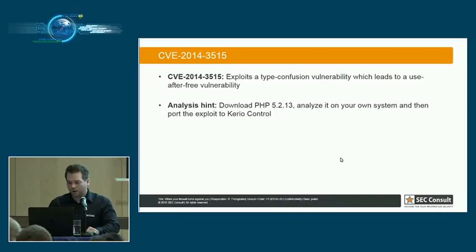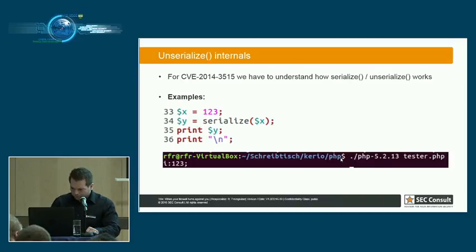And we are now exploiting a type confusion vulnerability, which leads to a use-after-free condition. So for this, we have to understand how serialization is working in PHP. This discussion is just on this old 6-year-old PHP version. In the newest version, it's a little bit different, but the basic idea is always the same. So you see here, I have an integer, and if I serialize this data, I will end up with this code here. So it's always the same.